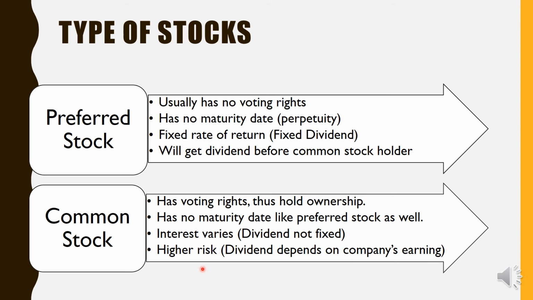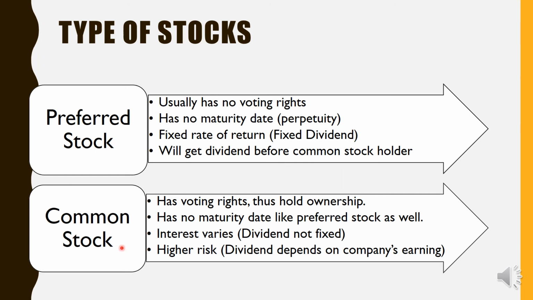In this slide, it's all about the key features and characteristics of the preferred stock and common stock. A preferred stockholder usually has no voting rights, and preferred stock has no maturity date, which means that this is a perpetuity. And preferred stock gives a fixed rate of return, which is a fixed dividend rate to the preferred stockholder. And the preferred stockholder will get the dividend before the common stockholder.